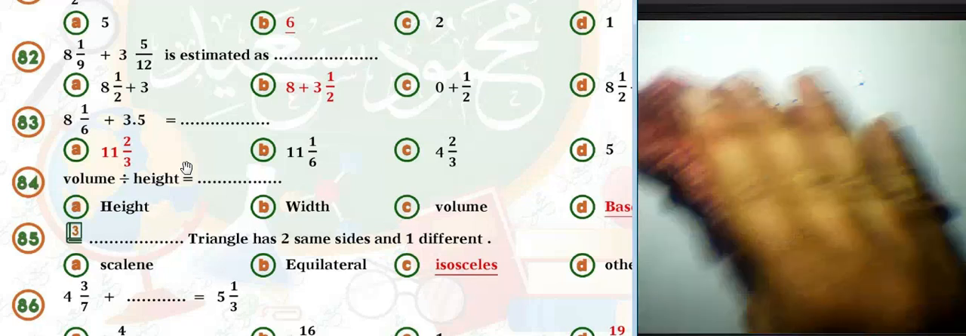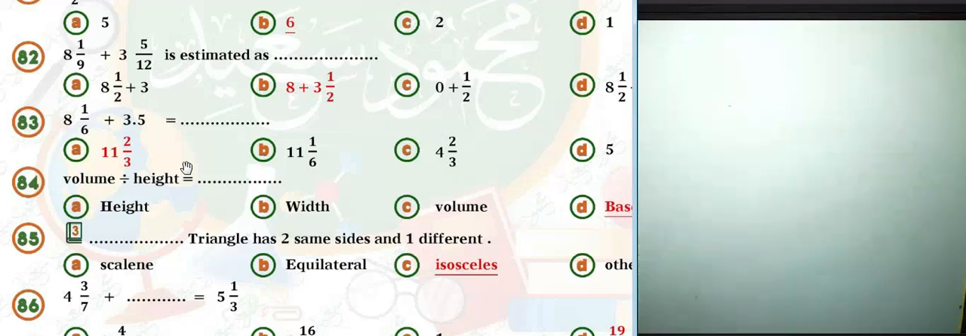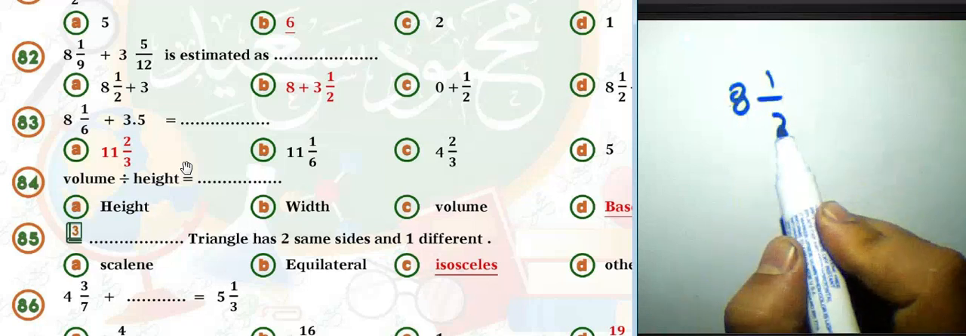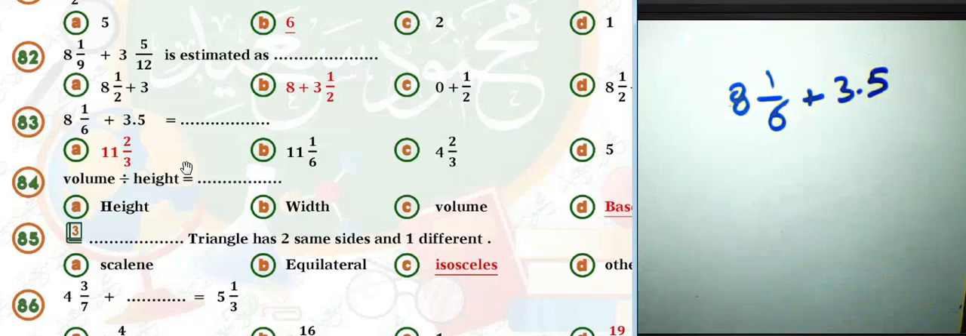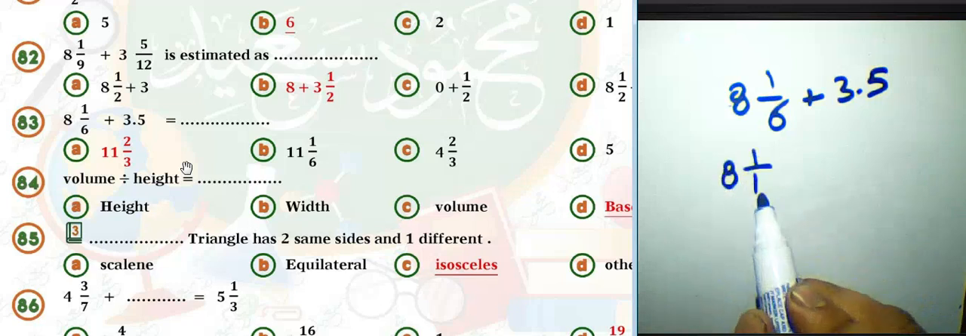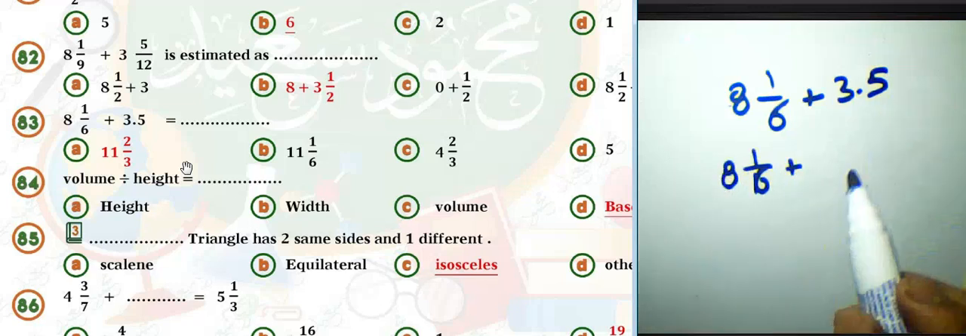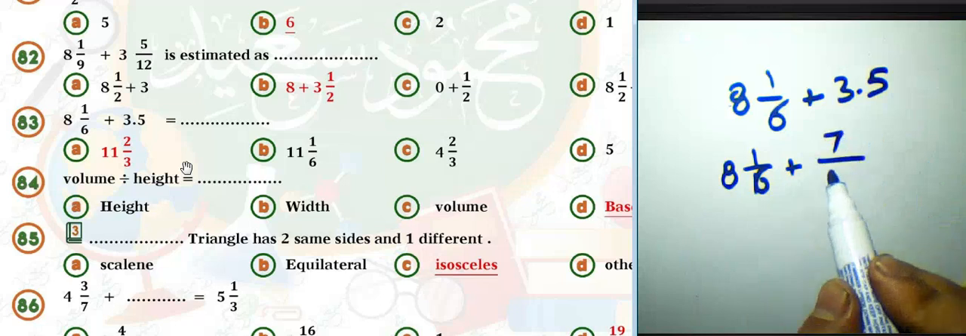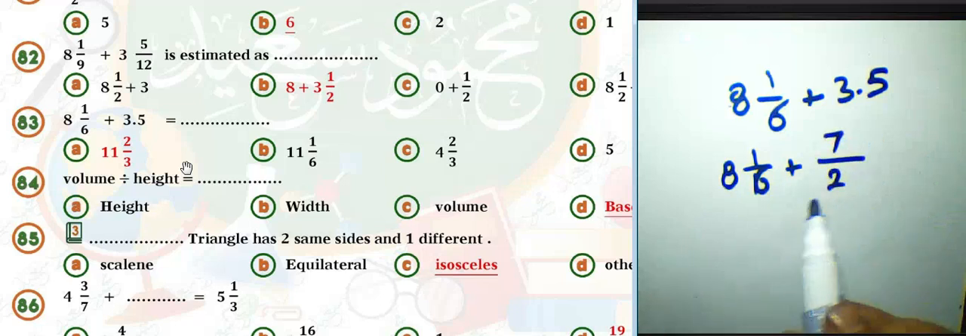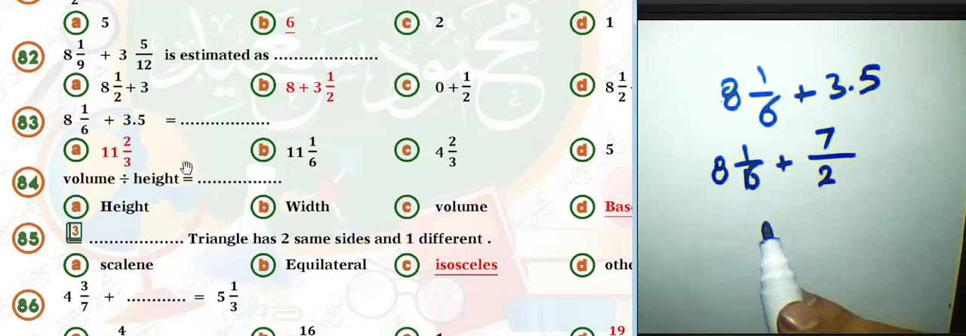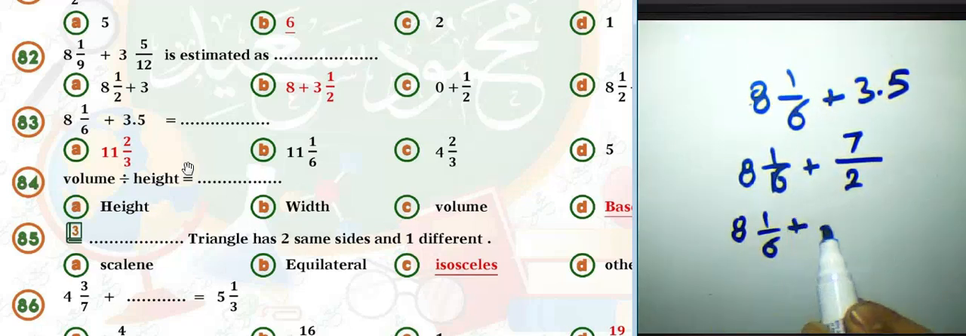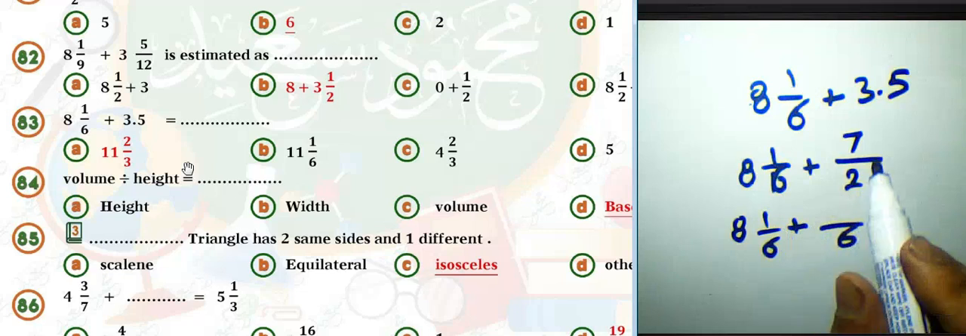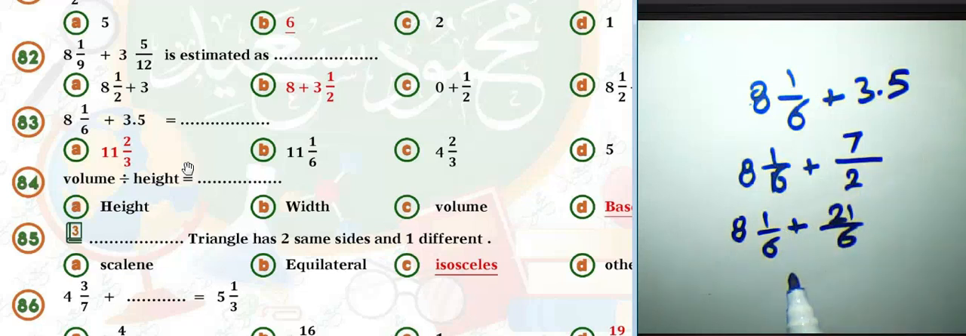8 and 1 over 6 plus 3.5. We know 8 and 1 over 6 here and 3 and half. 3 and half means 7 over 2. You can add them by finding the least common multiple between them. We can write 8 here and 1 over 6. 2 times 3 equals 6. 3 times 7 equals 21.